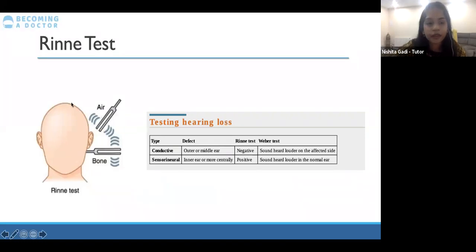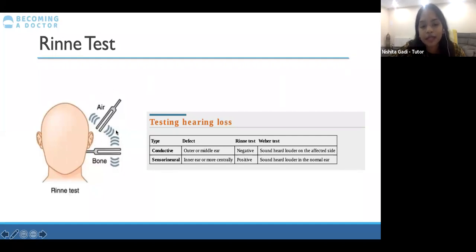So it's a tuning fork again. You hit the tuning fork, and then they place it on the mastoid process of the temporal bone, which is just behind your ear, and then they also place it in front of your ear. So you can imagine if it's on the mastoid process, the sound will travel via bone, and if you have it in front of the ear, it will travel via air. So now you're testing whether air conduction or bone conduction is better.